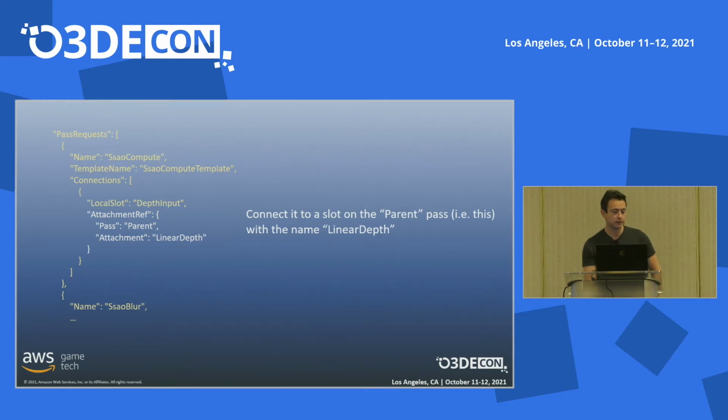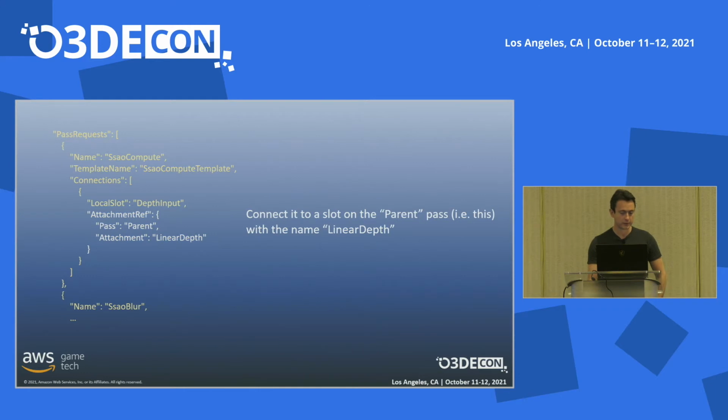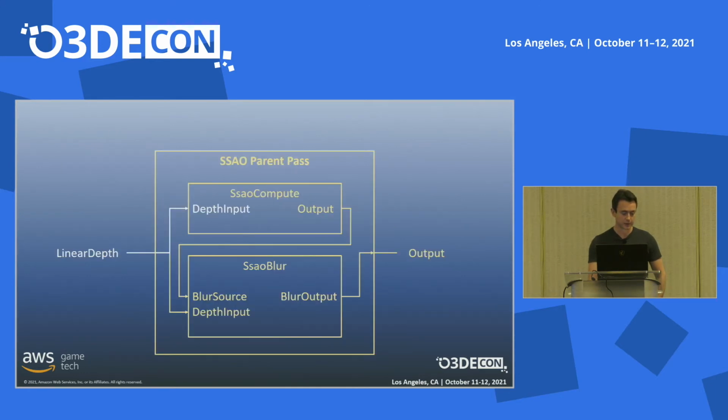In this, first we specify which pass we're getting. In this case, we're using the parent pass, which would be the SSO parent. So we use the parent keyword, and then we say we attach it to linear depth. So again, linear depth on the parent pass goes into the SSO compute.depth input.